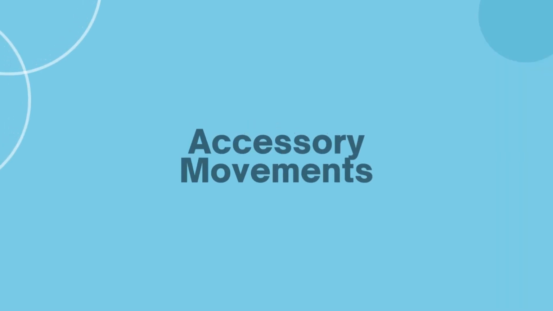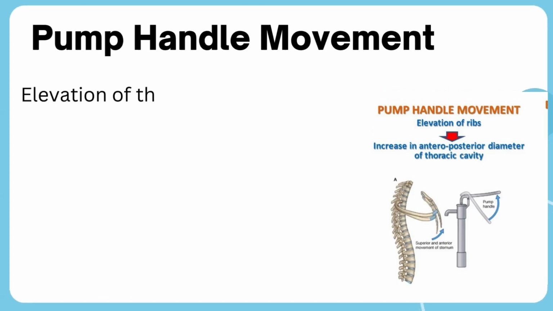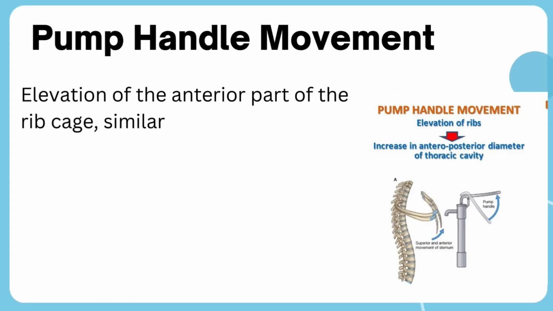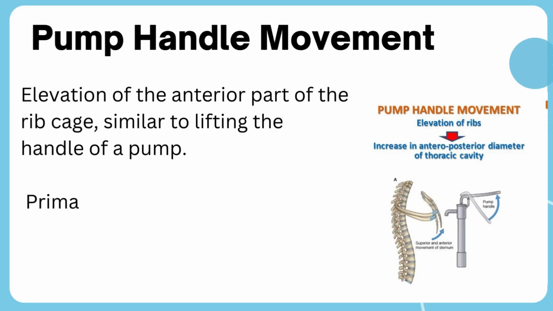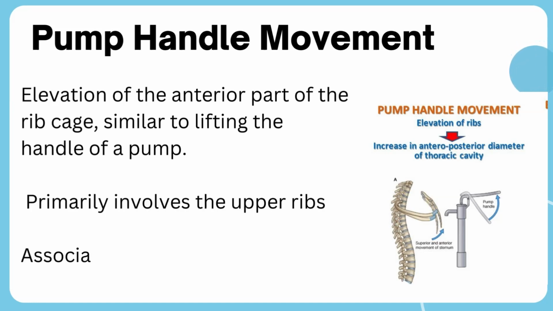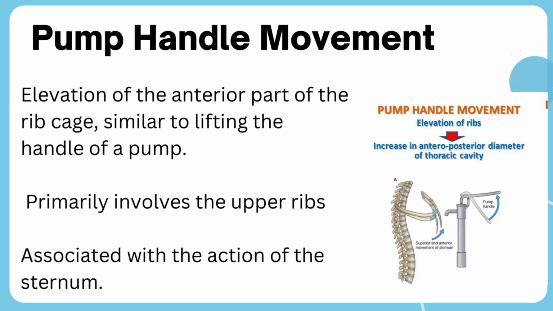Third, during accessory movements. Pump handle movement refers to the elevation of the anterior part of the rib cage, similar to lifting the handle of a pump. It primarily involves the upper ribs and is associated with the action of the sternum.